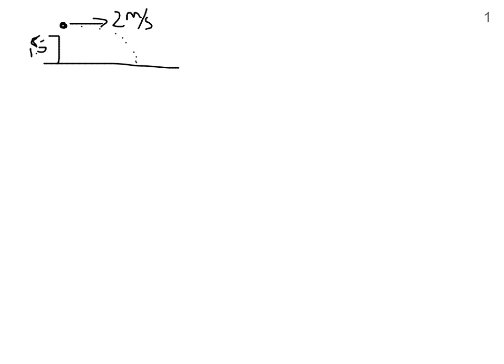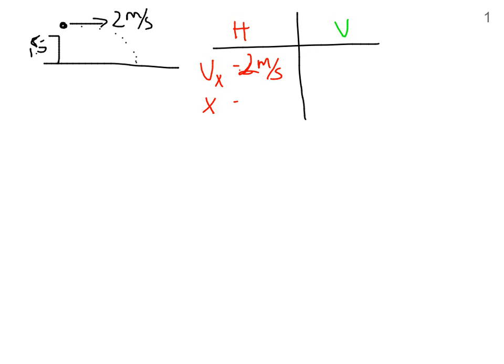So the first thing I want to do when I see any of these things is I want to make two columns. I'm going to have horizontal things and I'll make vertical things, and I'll make them two different colors so we can keep track. Horizontally, I know this velocity is 2 meters per second. I am looking for the distance that it lands horizontally away. That's my question mark. And I am going to look for time eventually, so I'll make that t.